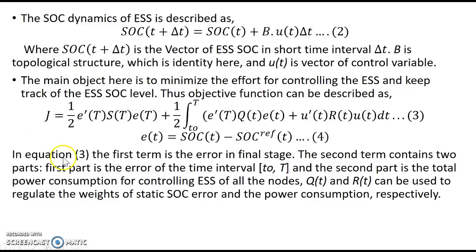So the objective can be described in this way. In this third equation, the first part is the error in the final state, and the second part has two parts actually. The first is the error in the time interval t0 to t, and the second is the total power consumption for controlling the energy storage systems of all nodes, that is, to bring the state of charge of each energy storage system to its reference value. Q(t) and R(t) can be used to regulate the weight of the SOC error and power consumption and so on.